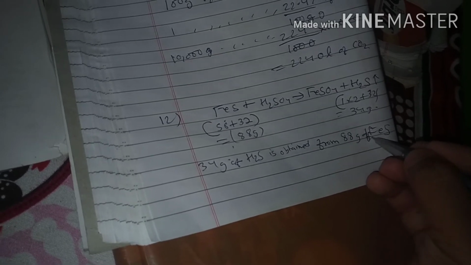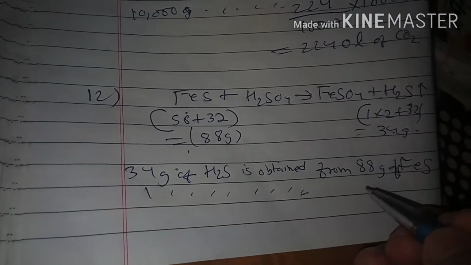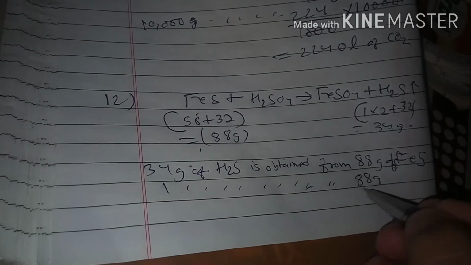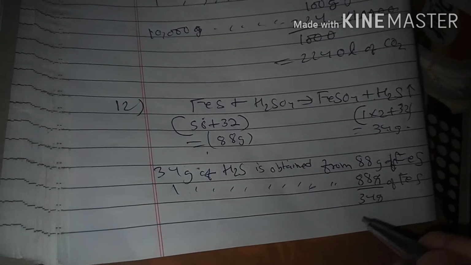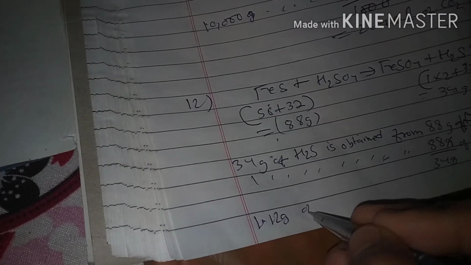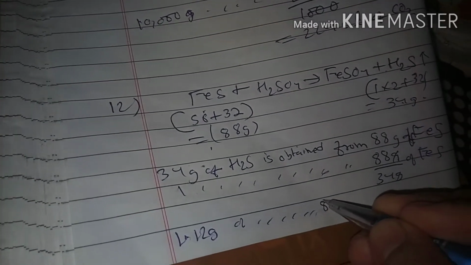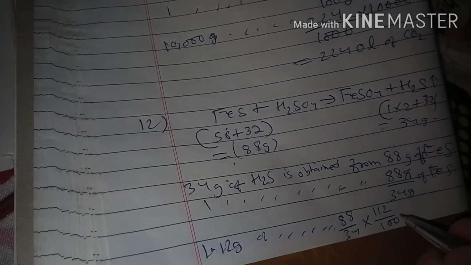Ferrous sulfide. Now the next one: 1 gram of H2S is obtained from 88 gram by 34 gram of FeS. So gram cancels. Now the last step: how much is given here? 1.12 gram. So 1.12 gram of H2S is obtained from 88 by 34 into 112 by 100 gram. It's not fitting here, so we'll add the next page.